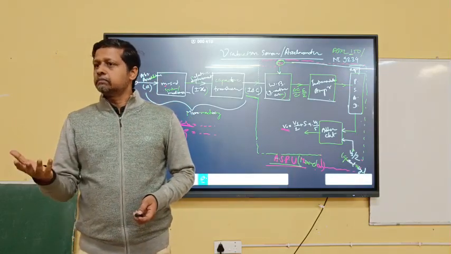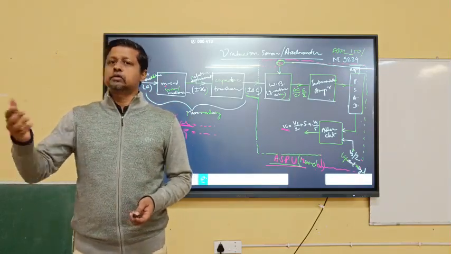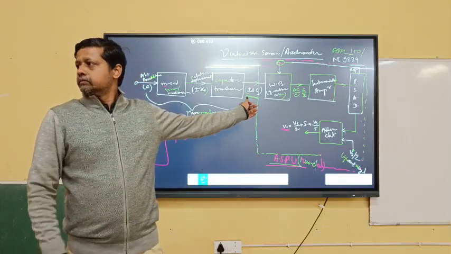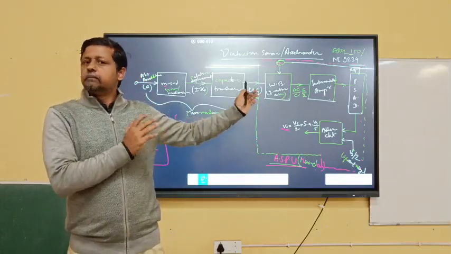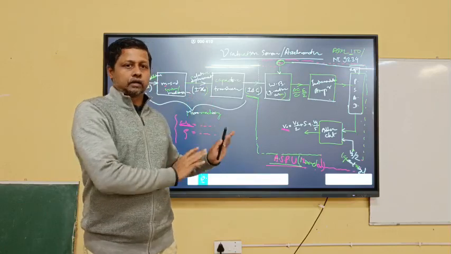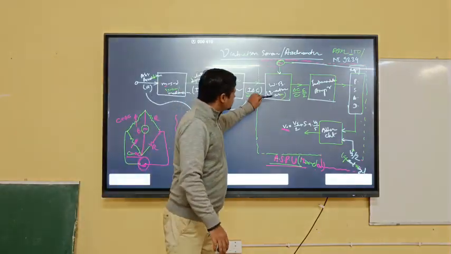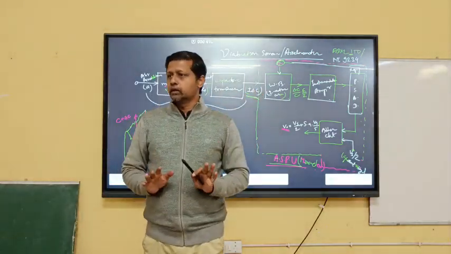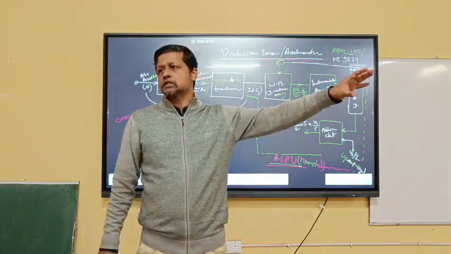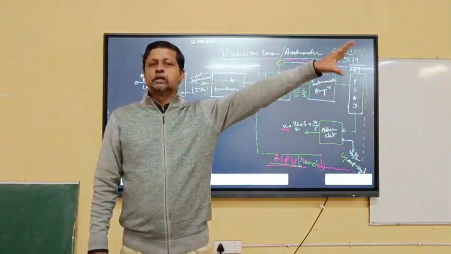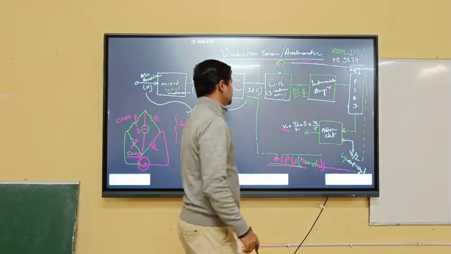Why do we say pre-filter? Because before the filter, you have already fixed it, interfaced it, right? And maybe you can say initial filter. Why? Because this is the initial stage of the signal conditioning. There can be an intermediate stage, there can be a final stage. Normally we keep filters in the final stage. A specially designed filter.